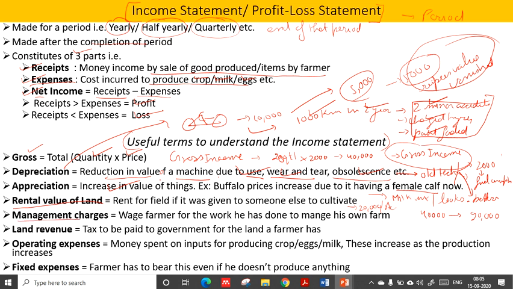A farmer is also a manager. The farmer is working on his own field, so we need to give that work a value. He is also performing different tasks. Let's say he is spraying, he is using the tractor to plow his field, and he is also managing his family and his farm in many other ways. So the wages for that management work done by the farmer on his own farm are taken as management charges.